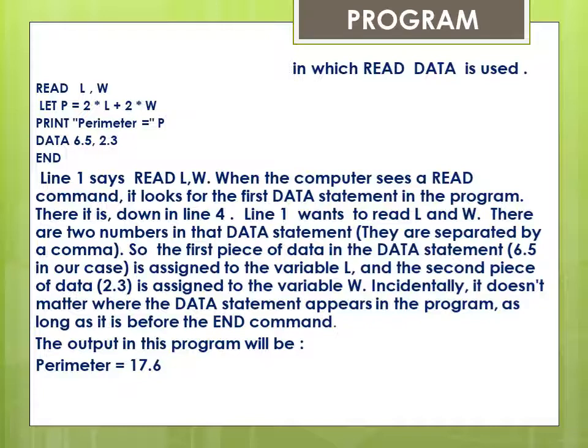Line 1 wants to read L and W. There are 2 numbers in that data statement. They are separated by a comma. So the first piece of data in the data statement, 6.5 in our case, is assigned to the variable L, and the second piece of data, 2.3, is assigned to the variable W. Incidentally, it doesn't matter where the data statement appears in the program as long as it is before the end command. The output in this program will be perimeter = 17.6.